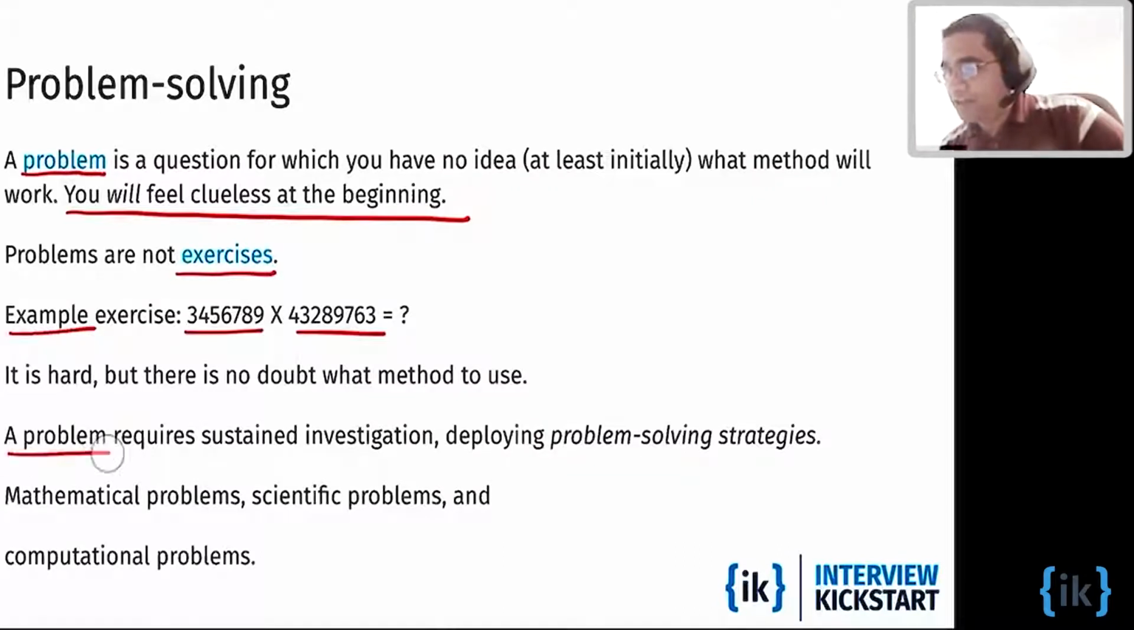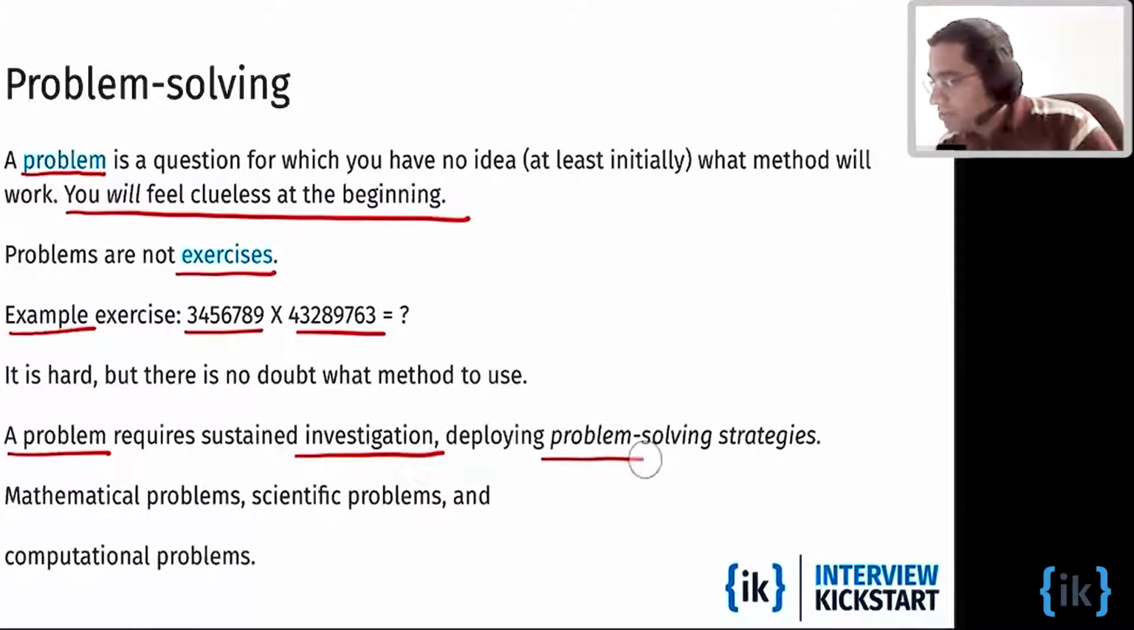A problem, in contrast, has that element of mystery. And because it's mysterious and enticing, we need to spend time investigating it properly. And what I mean by investigation specifically in our context is trying out different problem solving strategies to attack it.